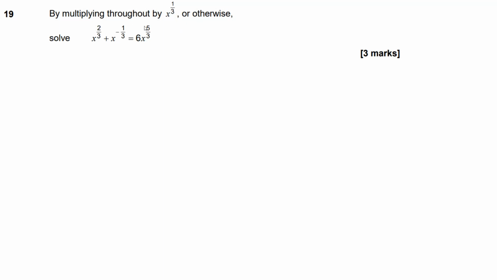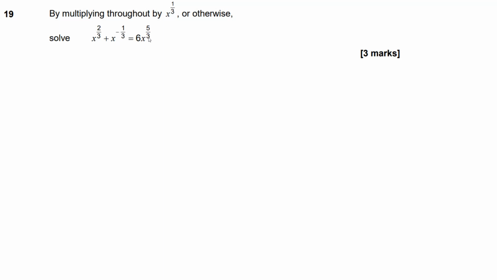So 2 over 3 add 1 over 3 is just 3 over 3, which is just 1. Then minus 1 over 3 plus 1 over 3. These just cancel, so it becomes 0. X to the 0, anything to the 0 is just 1.